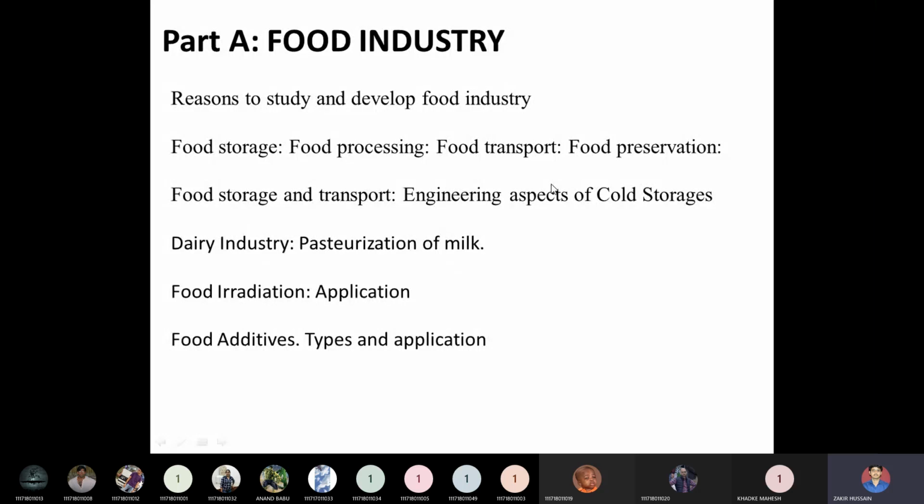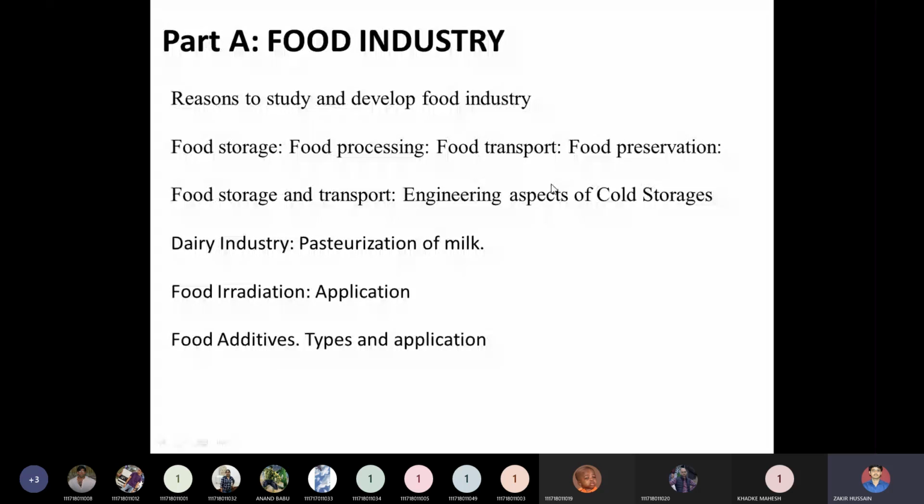Then the last topic will be food additives. So what are the types of additives which we have to add, like food coloring stuffs, and some others which will provide some flavors. Like this we have to see what the food additives are. Then we have to see what the types and applications of the various food additives are. So these are the part A topics, which are about food industry in this unit 5.